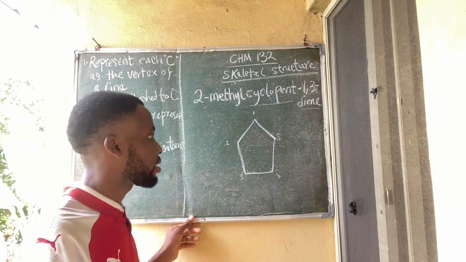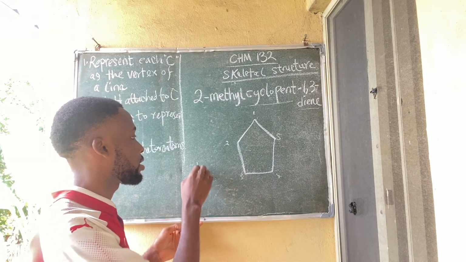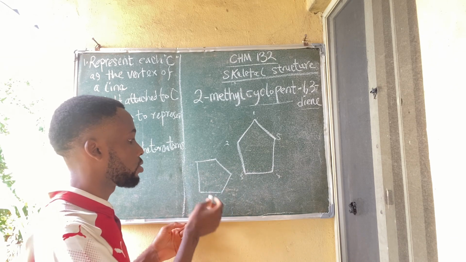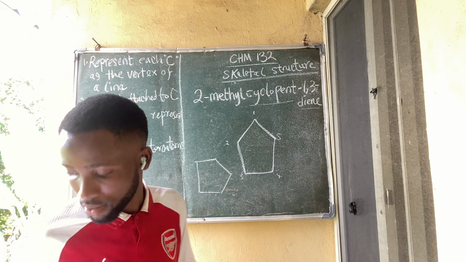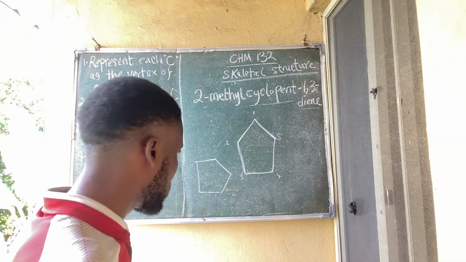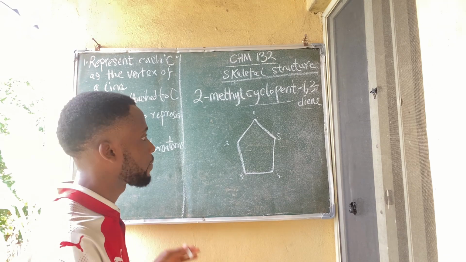Someone somewhere might be like, must I draw it this way? No, you mustn't. You must not. Someone else can decide to draw theirs like this. So long as it has 5 vertices, it's still a cyclopent, right? So yeah, that's the most important thing.